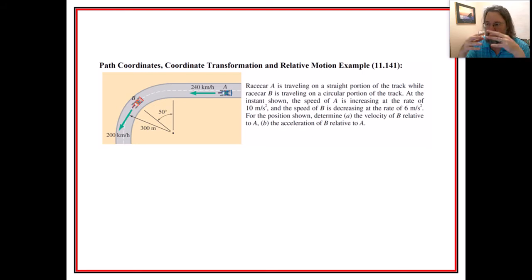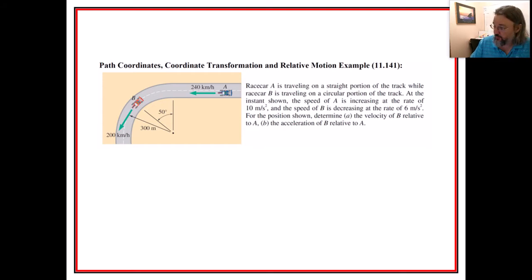Right? So we're combining a bunch of things here together that we've done so far. We could even go a little crazy and start putting in the fundamental kinematic relationships as well. So we have relative motion, and B is going to be in path coordinates, so we're going to have to do coordinate transformation. All right, so anyway, this is 200 kilometers per hour.